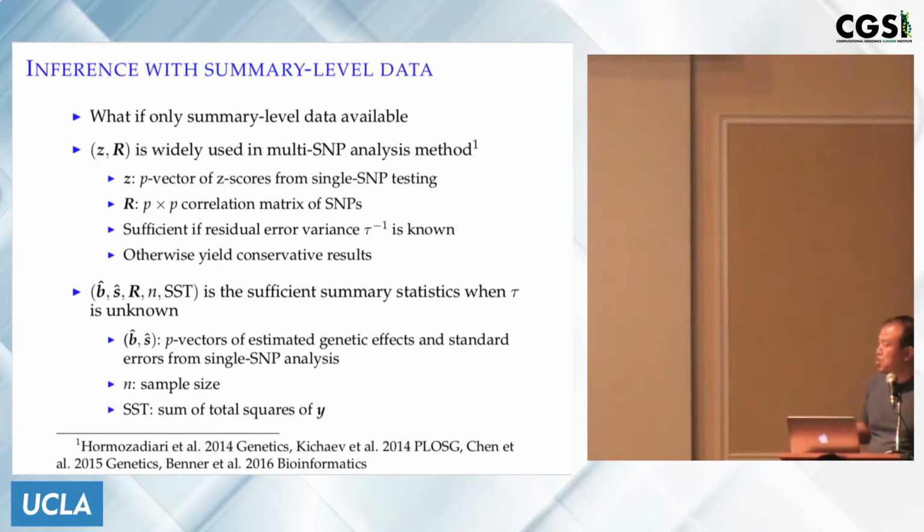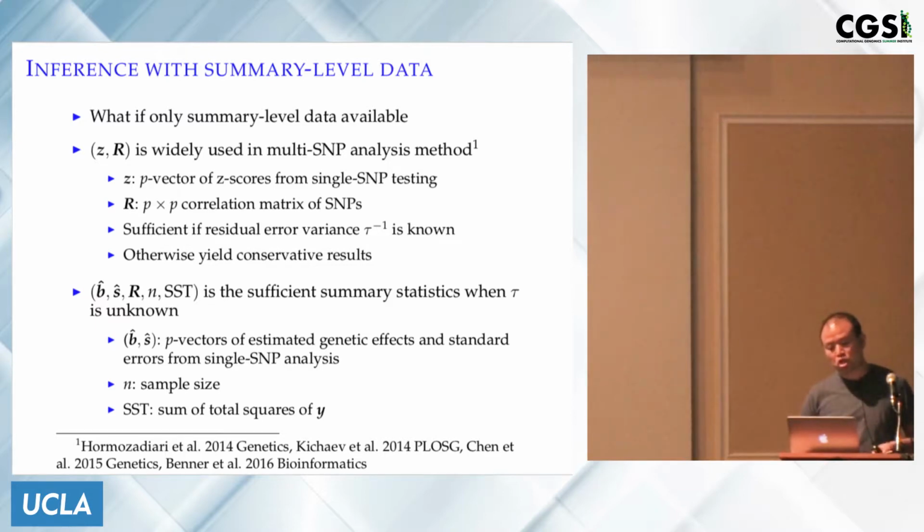Now instead of a Z, you need to have the beta hat and the standard error of beta hat, two vectors. You still need R, and you need some information from the quantitative trait: the SST is simply the sum of squares, just a number, and N is just the number of individuals. You just need to trust my word. If you do this, it gives you back the ability to recover tau, and sometimes you do a little better than using Z and R.